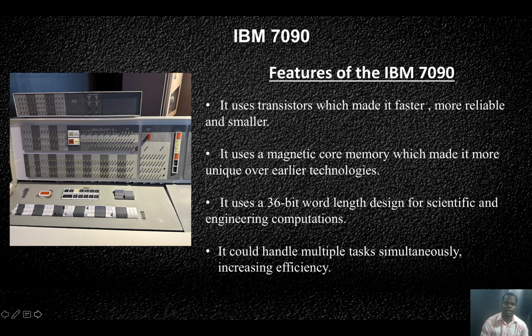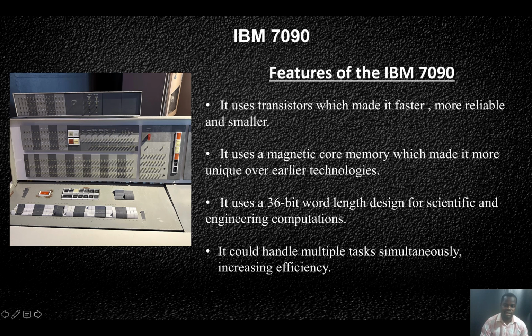Now we have another one here, the IBM 7090. I told you from the beginning that International Business Machines, which is IBM, were the ones introducing some of these machines. And when something comes out, they also try to come up with other features. So they came up with the IBM 7090 series. So what are some of the features?